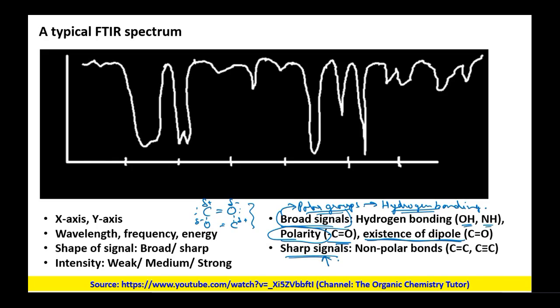Then we have these sharp signals. What are these sharp signals? C double bond C is a sharp signal. C triple bond C would be a sharp signal, and they are basically non-polar bonds, or non-polar functional groups. So whenever you see a broad signal, the first thing which should come to your mind is that this peak is due to a polar group, whereas when you see a sharp signal, you can say that this is due to the non-polar groups.